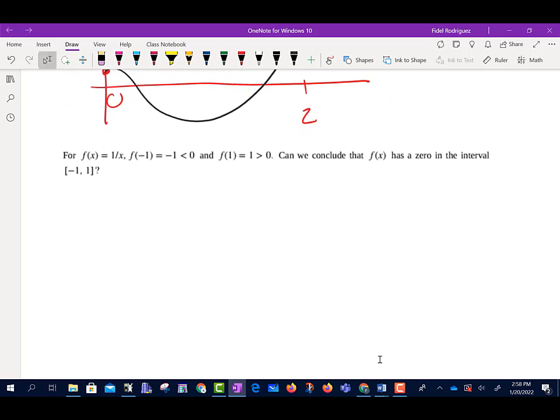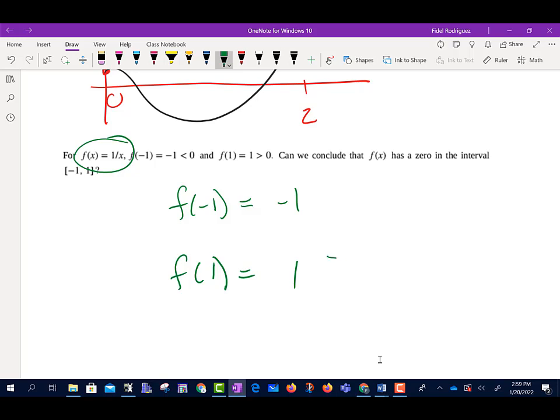Alrighty, let's take a look at this next one. It says for f of x, which is 1 over x, f of negative 1 is equal to negative 1, which is less than 0. Yes, it's a negative number. And f of 1 is equal to positive 1, which is greater than 0. Yes, it's positive. Can we conclude that f of x has a 0 in the interval between negative 1 and 1? Okay, so we're looking at the function f of x is 1 over x, right? And we know that f of negative 1 is equal to negative 1, and f of 1 is equal to positive 1. So they're saying, can we say now that we have a 0?